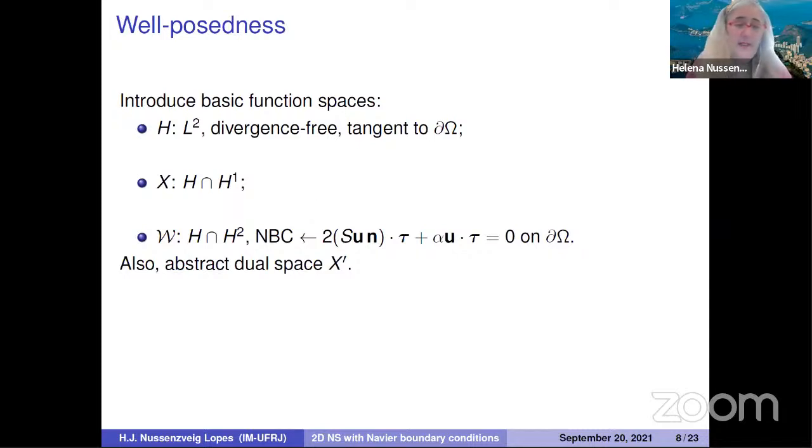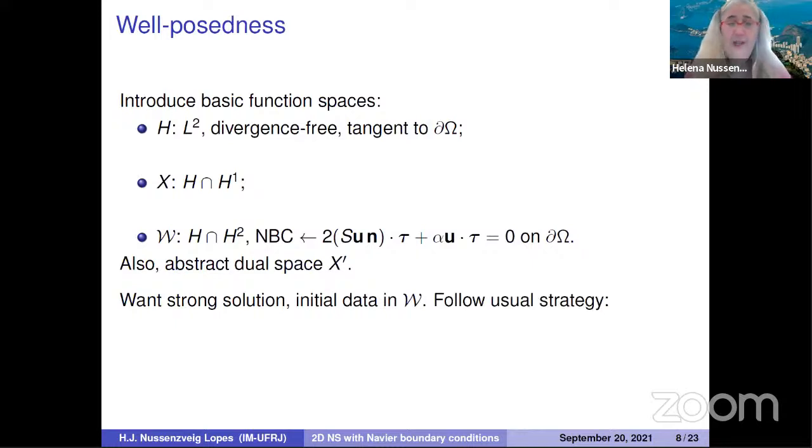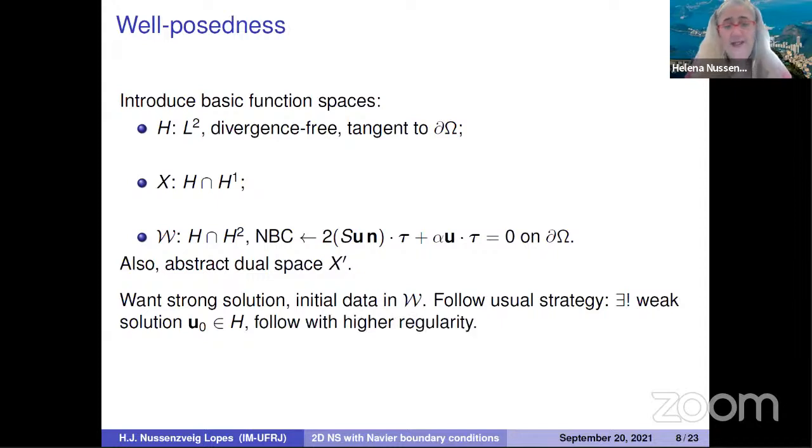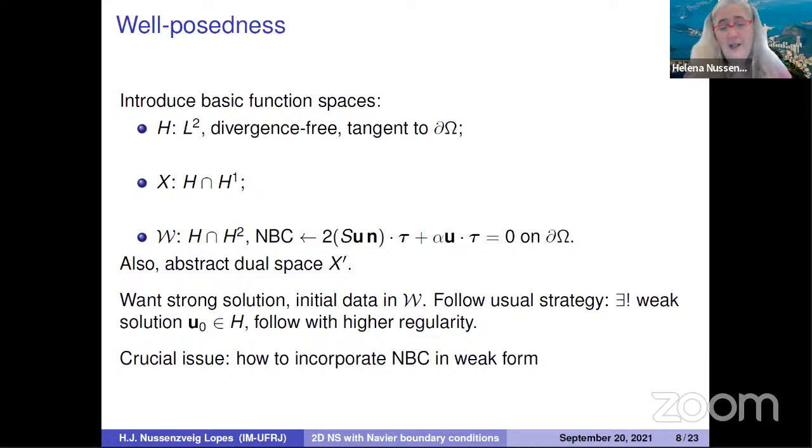Okay, we will also introduce the abstract dual space, which we'll need, X prime. Okay, so what we want is a strong solution with initial data in W. And to do this, we follow the standard strategy: existence and uniqueness of some kind of weak solution for initial data in H. Then we follow up with showing a higher regularity if the initial data is in a better space, in W. And the crucial issue, in order to talk about weak solutions, is how do you incorporate the Navier boundary conditions in a weak formulation?